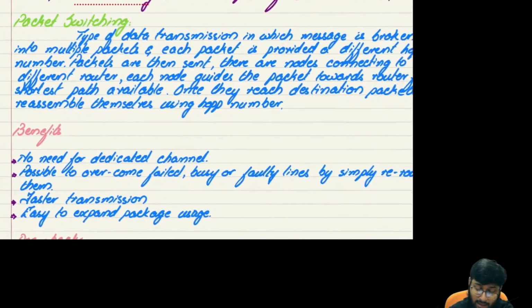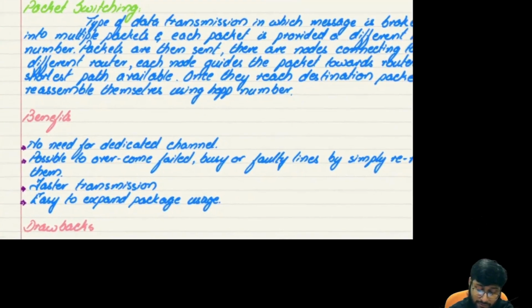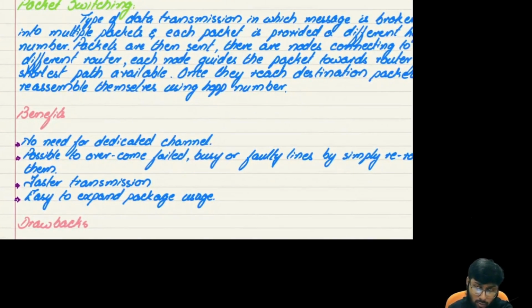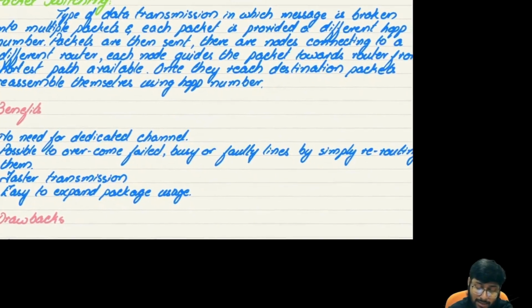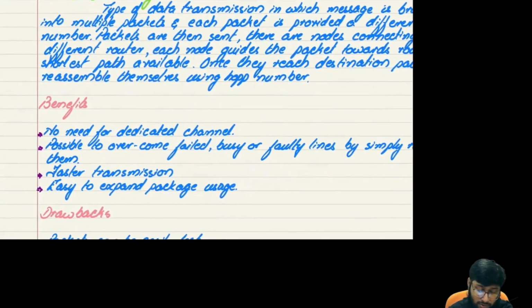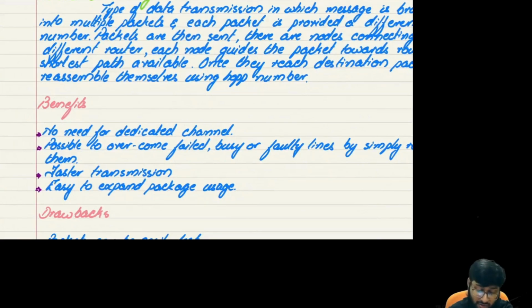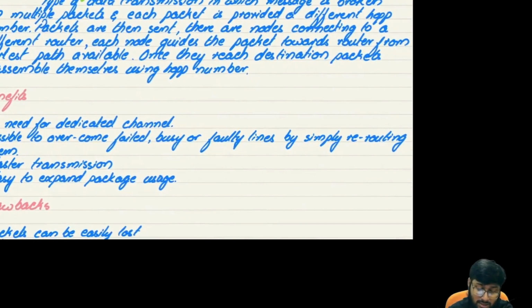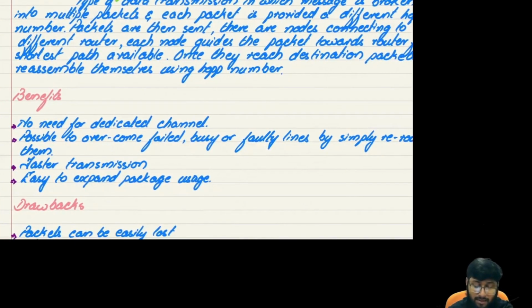Packets are then sent. There are nodes connecting to different routers, as I just showed you, R2, R1, R5. Each node guides the packet towards the router by the shortest path available. Once they reach the destination, the packets reassemble themselves using the hop number, as I just told you.